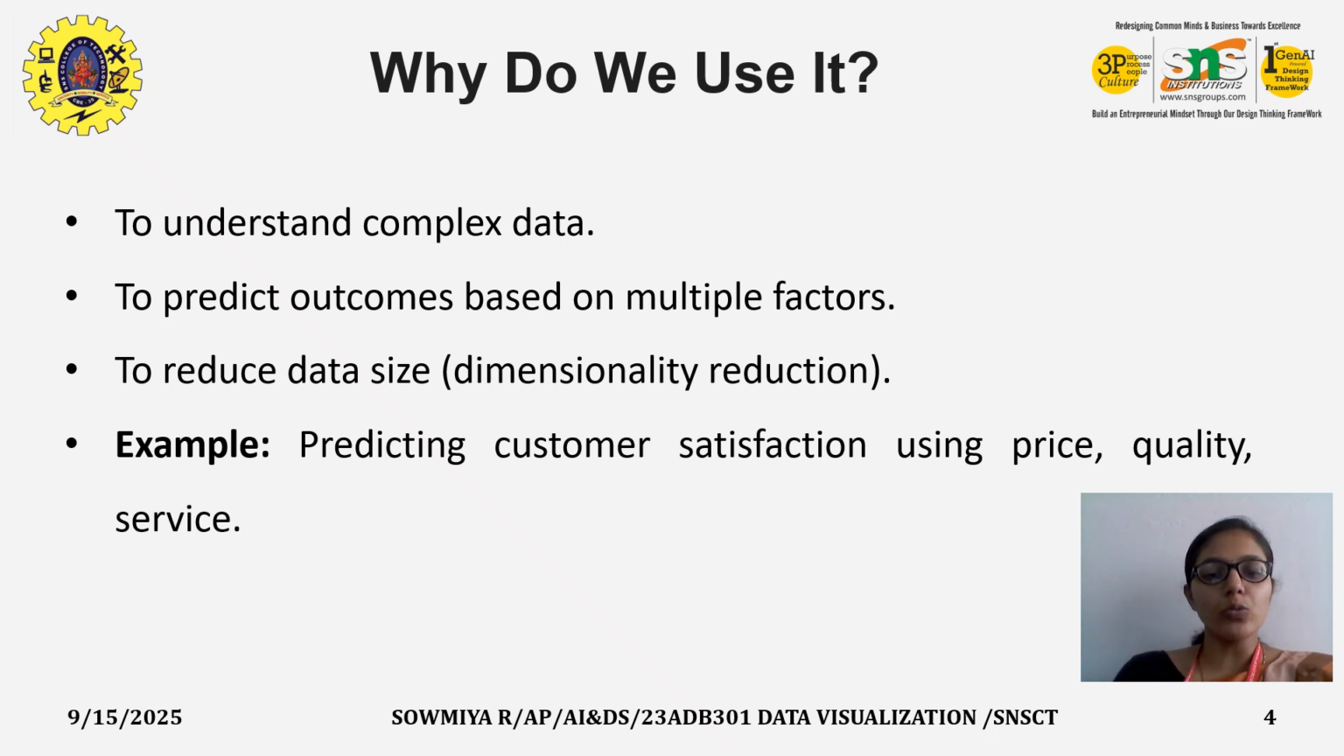Then, why do we use it? There are three main reasons we use multivariate analysis. First one is to understand the complex data. Real life is messy, outcomes rarely depend on one factor. And second one is to predict the outcomes. For example, predicting the customer satisfaction using price, quality, and service together. Then third one is to reduce the data size. Sometimes we have too many variables and dimensionality reduction helps to simplify that. Think of it like cooking. The taste of food doesn't depend only on salt, but on a combination of many ingredients. Multivariate analysis tells us which ingredients matter most.